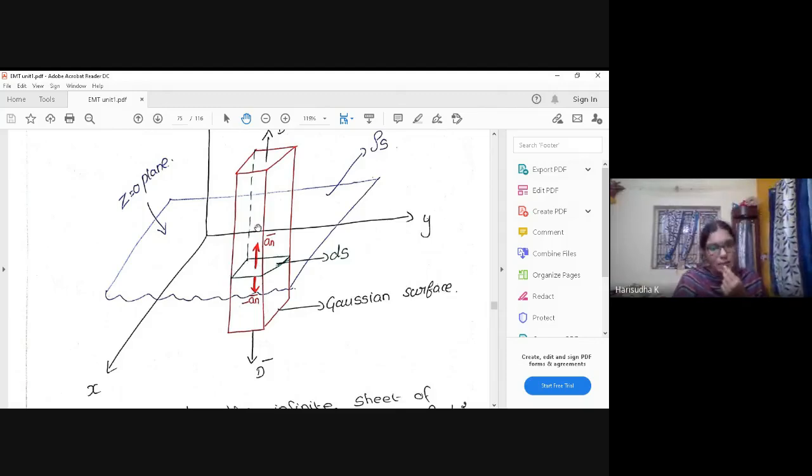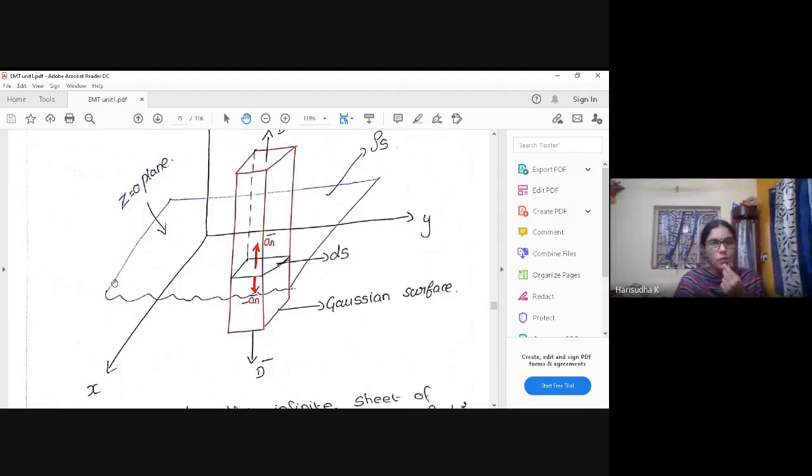Towards this side, small a n represents your normalized unit vector. Along the positive z axis, we call it plus an. Along the negative z axis, we call it minus an. So this side is the positive normalized unit vector in the positive z axis, and this is the normalized unit vector in the negative z axis, and your electric flux density will be towards this side. Keep it in mind that the electric flux density and electric field intensity are perpendicular to each other.